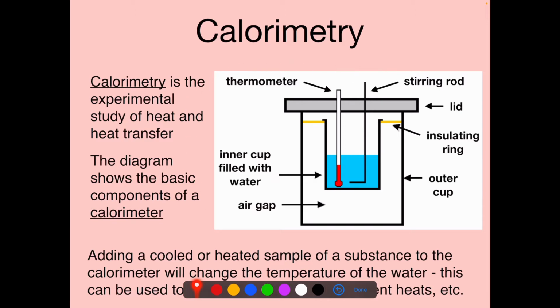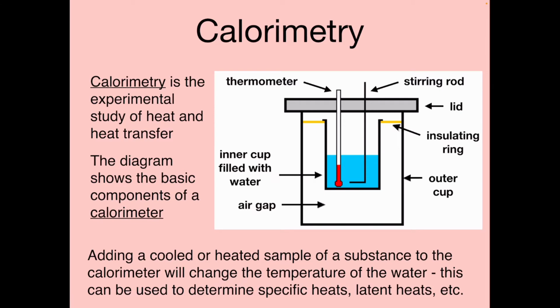So we have an outer cup, and then we have an inner cup, okay? And in between the outer cup and the inner cup is just an air gap. So there's nothing but air in between the two cups. Now, in the inner cup, we have some water. And then we also have a thermometer that's being fed into the inner cup and a stirring rod. And to close it all up is a lid on the very top of the calorimeter.